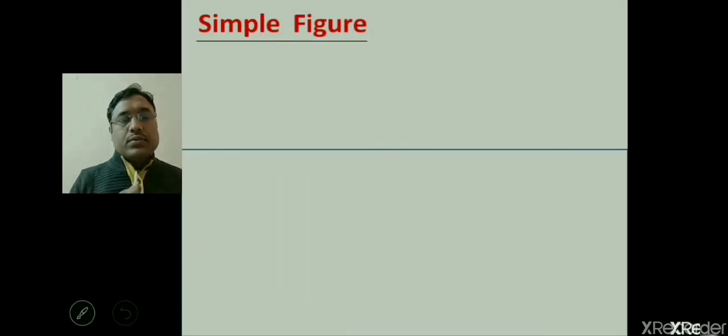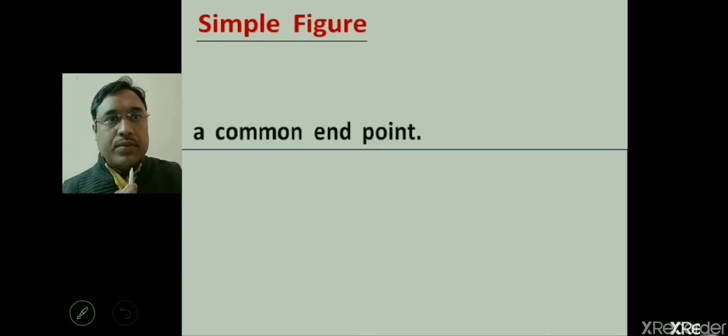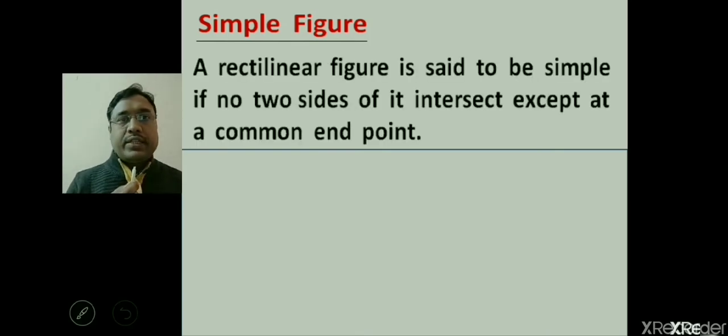Now the next term is simple figure. What is a simple figure? A rectilinear figure is said to be simple if no two sides of it intersect except at a common end point. That means its sides intersect at the common end point only. At any other place they will not intersect. The sides cannot cross each other. That is the meaning of this statement.